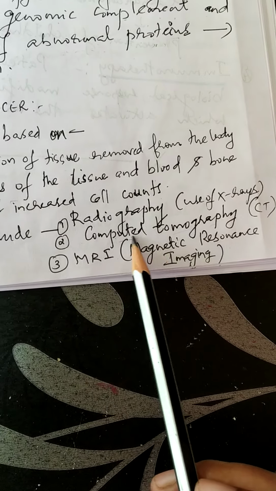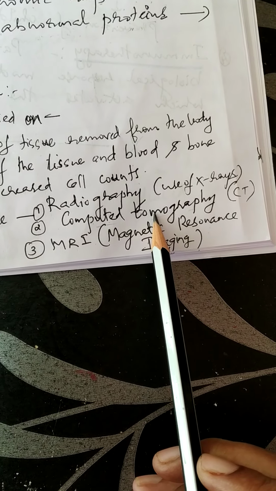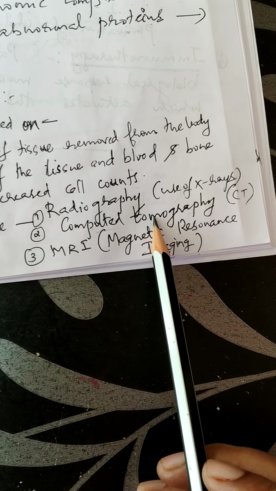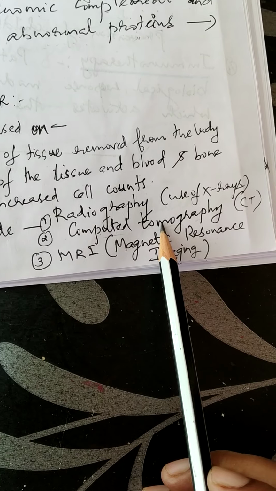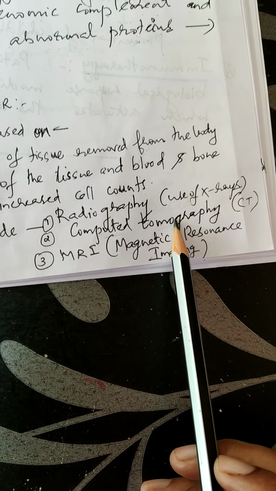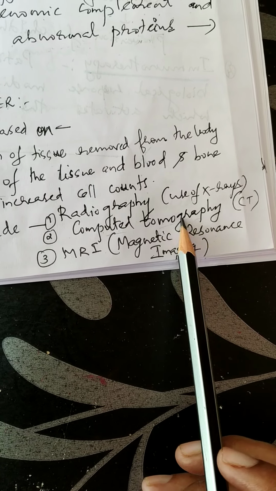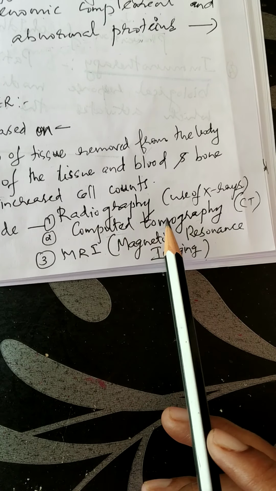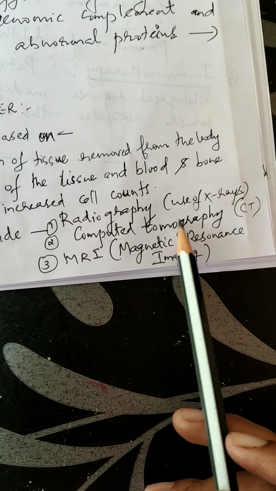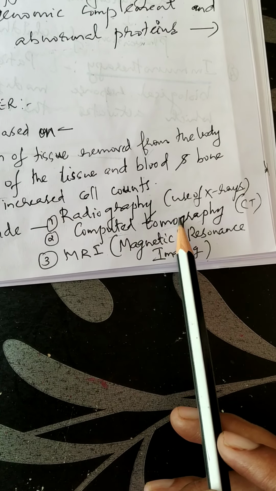Second one is computer tomography or CT scanning, which uses computer processed combination of X-ray measurements, which are taken from different angles to produce cross-sectional images of specific areas of a scanned object, allowing the user to see inside without cutting that particular region.